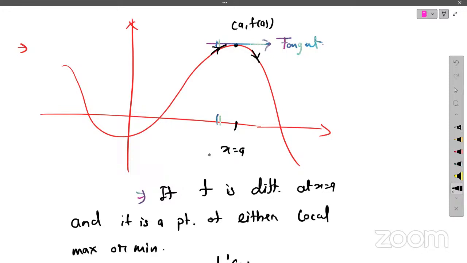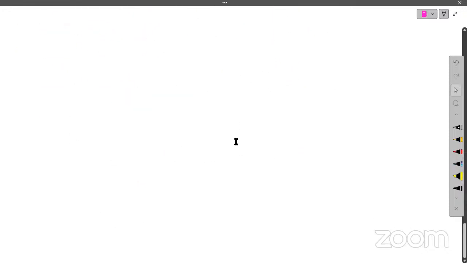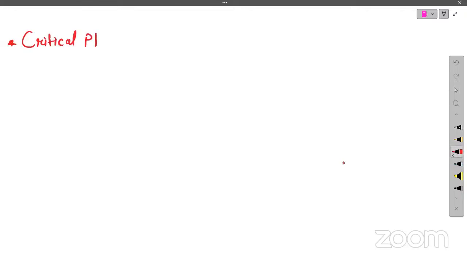Now we can actually define what we understand by a critical point. There is a very slight difference between critical point and turning point. So this is the definition of critical point. Okay, so what is a critical point?